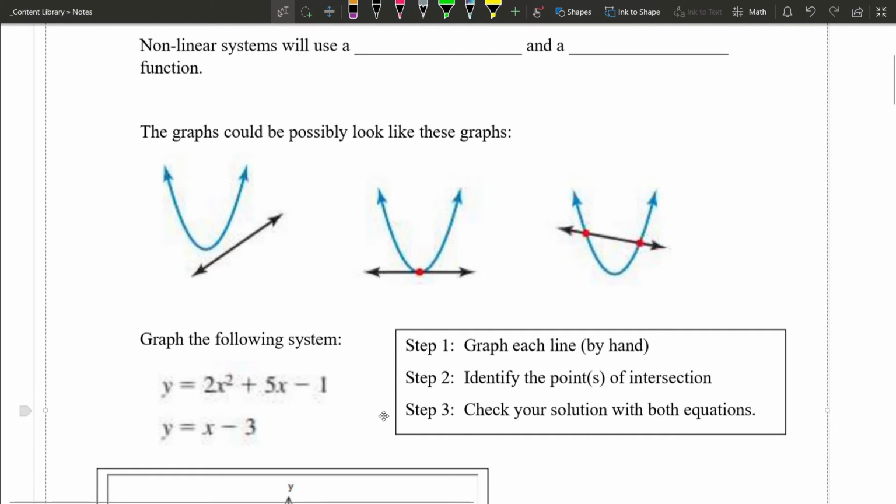Situation number one is the one on the left. They don't touch. That's no solution. Situation number two is that this line is tangent to your curve, so you get one solution. And in situation number three, the one on the right, the line goes through the curve and hits it in two spots. So we can have 0 solutions, 1 solution, or 2 solutions.